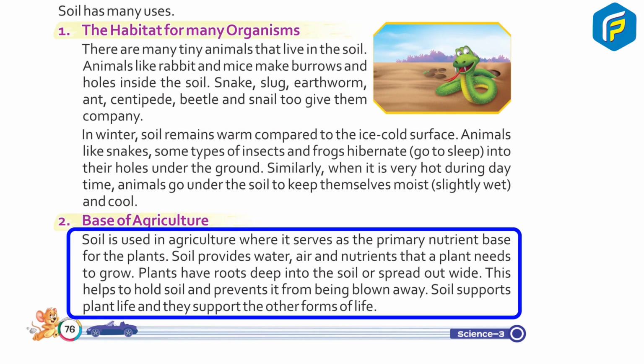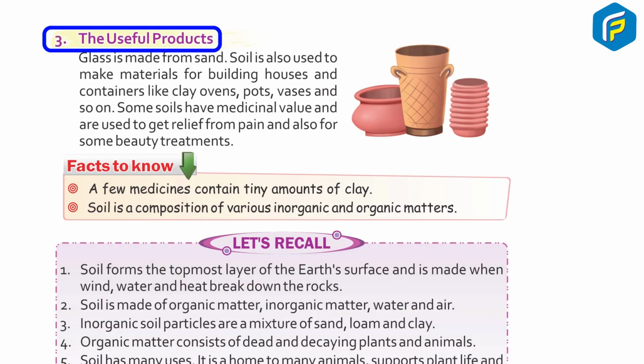2. Base of agriculture. Soil is used in agriculture when it serves as the primary nutrient base for the plants. Soil provides water, air and nutrients that a plant needs to grow. Plants have roots that go deep into the soil or spread out wide. This helps to hold soil and prevents it from being blown away. Soil supports plant life and they support other forms of life. 3. The useful product.